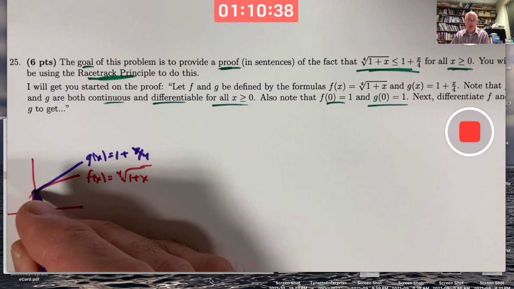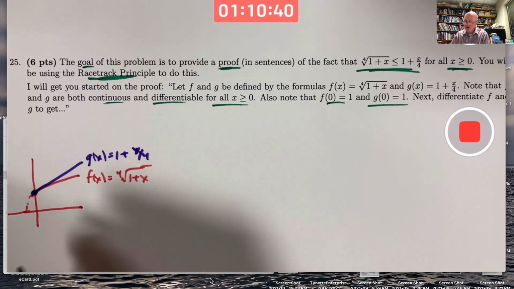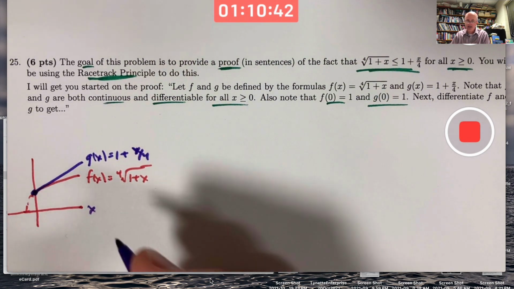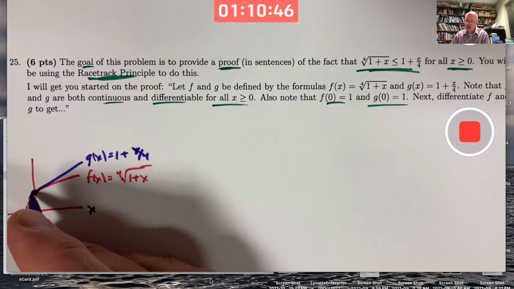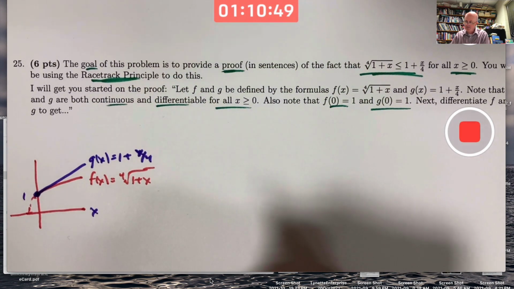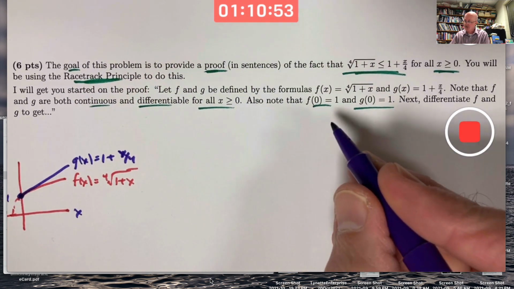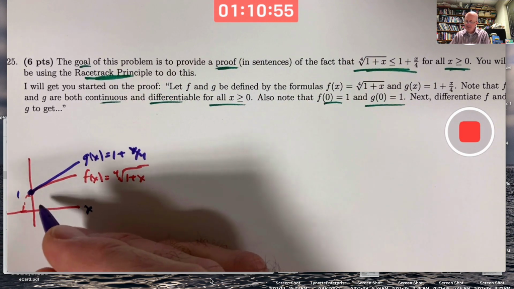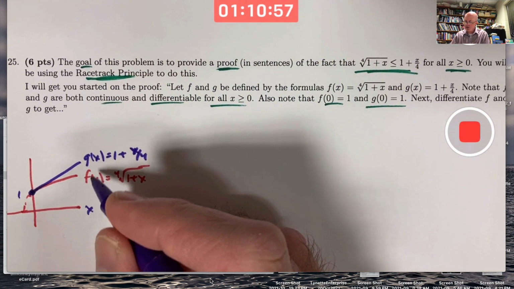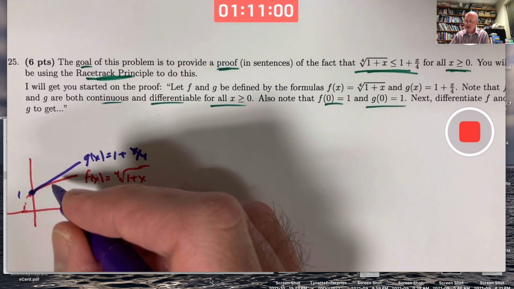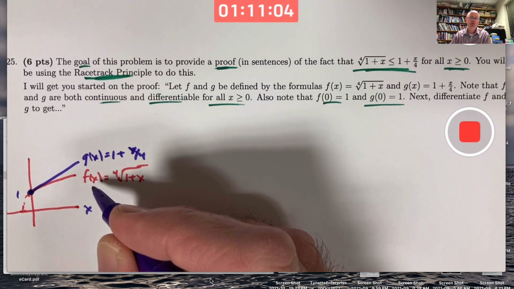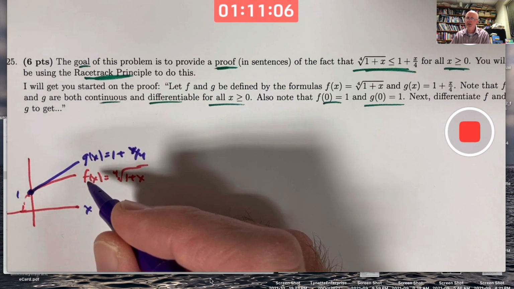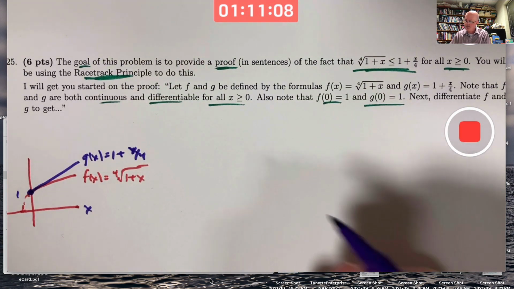The fact that these functions are equal when x equals 0 means at time 0, pretending x is time, the two horses start at the same spot, at position 1, right there. f of 0 and g of 0 are both 1. That's mentioned here. And then they represent positions of the horses as time x increases, and g is winning. f is always behind g because f has a derivative that's always smaller than g. That must be what we want to show here.